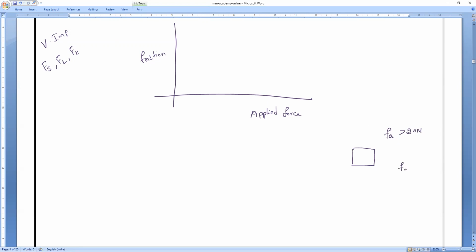For example, if applied force is 1 Newton, then what about the static friction also, everybody? 1 Newton. If applied force is, for example, 10 Newton, then static friction also how much? 10 Newton. Yes or no? Please respond. Yes, sir. So there will be a linear graph till this body is in state of rest. Am I right? Will you accept with me? All of you agree with me or not?